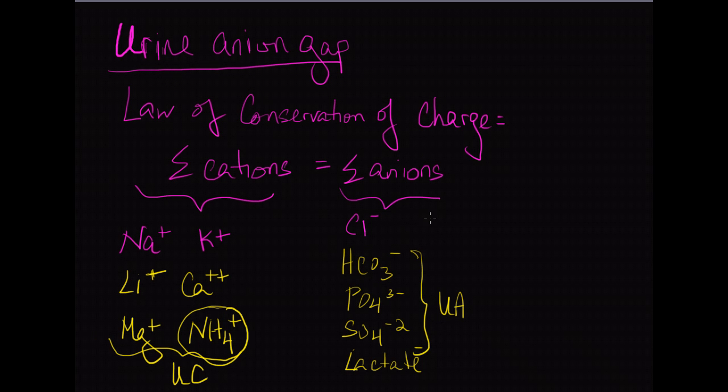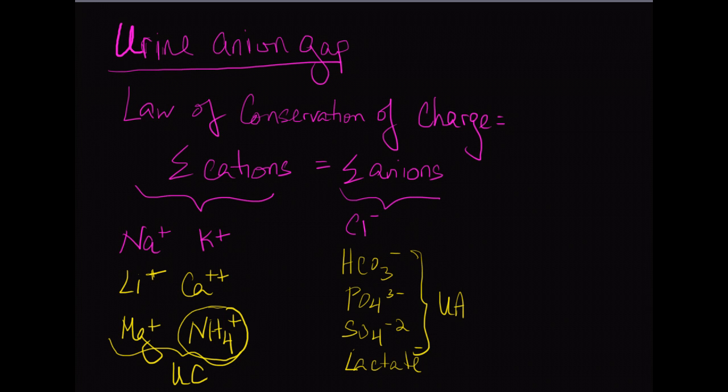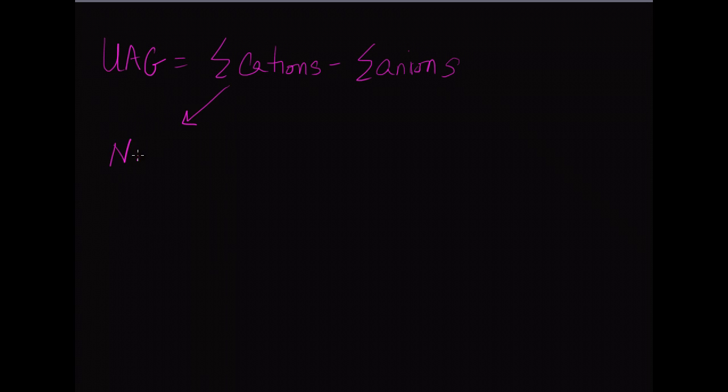And so we're going to do the same thing that we did in the serum anion gap tutorial. We're going to put these variables together and then try to interpret what we get. So we're going to call the urine anion gap UAG, and that's the sum of the cations minus the sum of the anions. In other words, we'll just pick our cations, and that's sodium, and this is all in the urine, plus potassium.